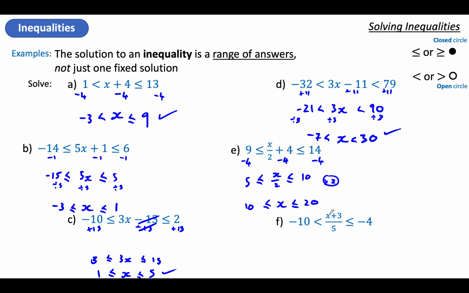Last one. Now, the whole of this centre bit is in a fraction, so we can first of all turn it into a nice straightforward inequality with no fraction in it by timesing by the 5. Negative 4 times 5 is negative 20. Negative 10 times 5, though, is negative 50. And then we're going to take away 3, which leaves x on its own. Take away 3 from each side, so negative 53 on this side, and negative 23 up here. Okay, so x is bigger than negative 53, but less than or equal to negative 23.